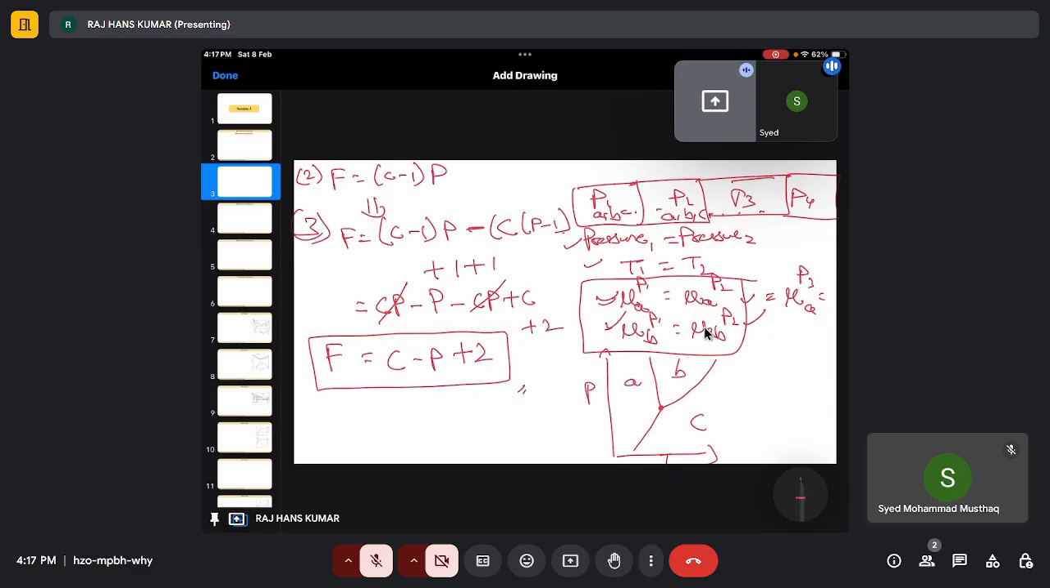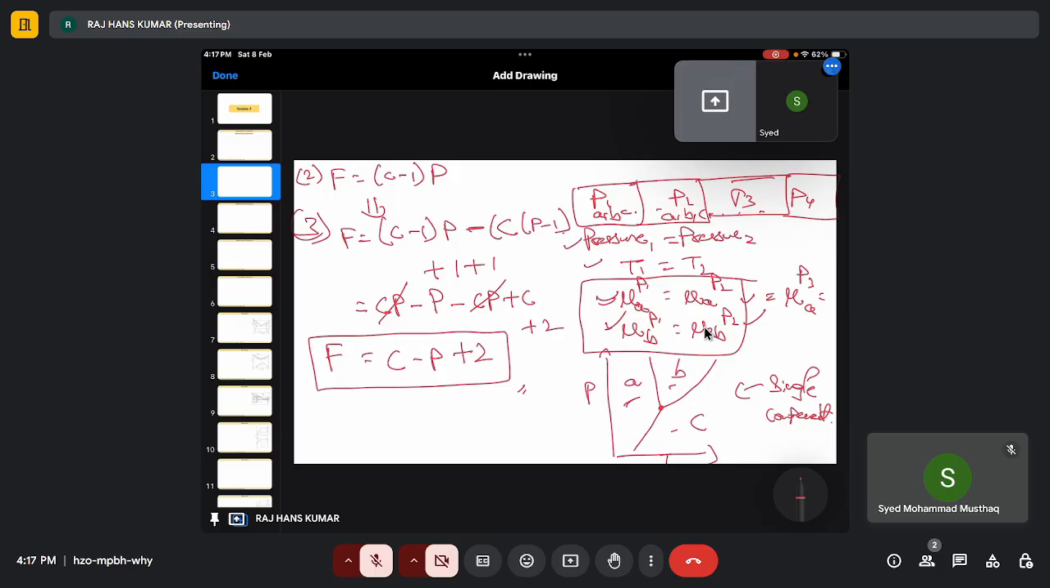Right? Suppose there is a single component. If you take water as an example, then it is a single component, right? Everywhere you will find only H2O, but the difference is in the phases. You will find solid here, you will find liquid here, and you will find gases here. That's all.